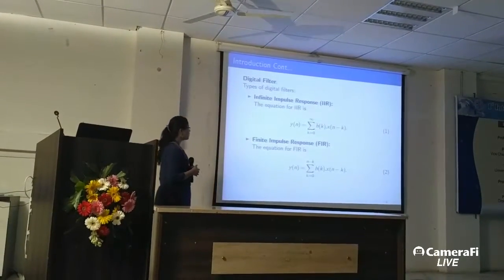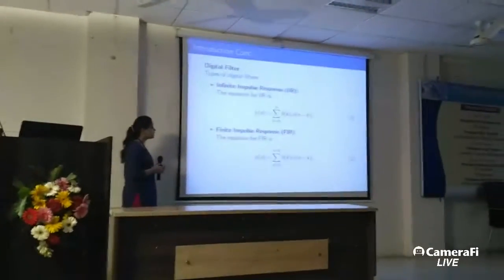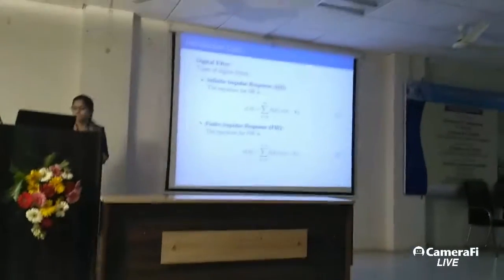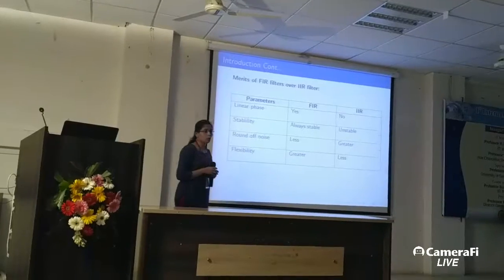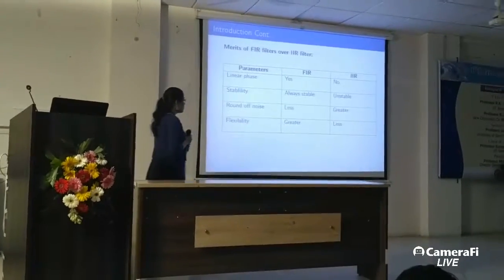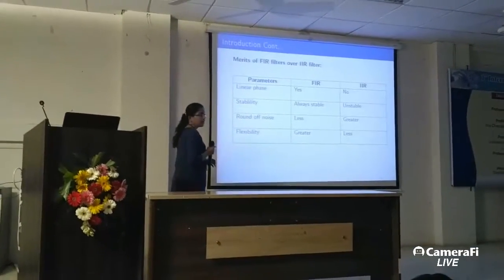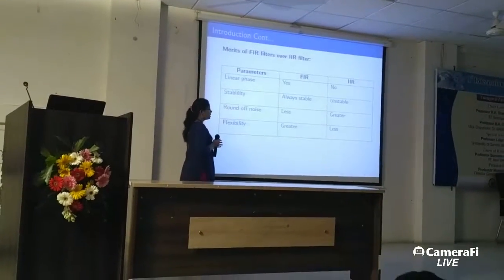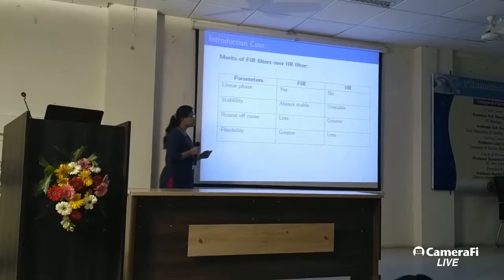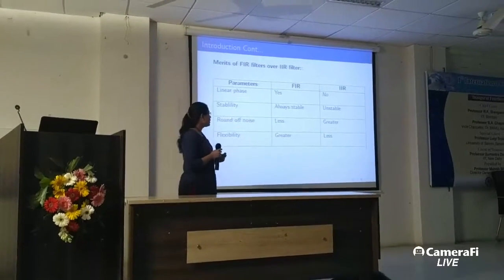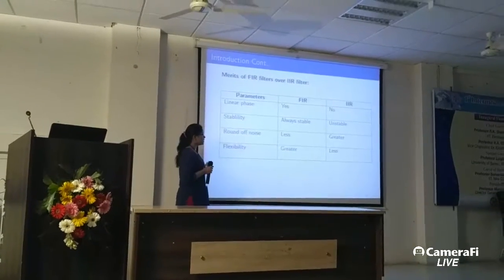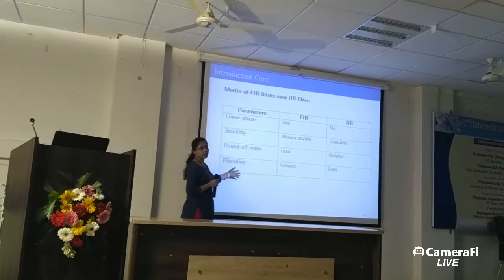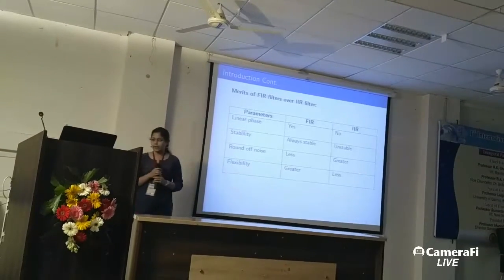As we know, digital filters are divided into two types, that is IIR filters and FIR filters. These are two equations for the same. These are some merits of FIR filters over IIR filters. FIR filters have linear phase as compared to IIR filters. In case of stability, FIR filters are more stable than IIR filters. Round off noise in case of FIR filters is less, and in flexibility, FIR filters are more flexible as compared to IIR filters.